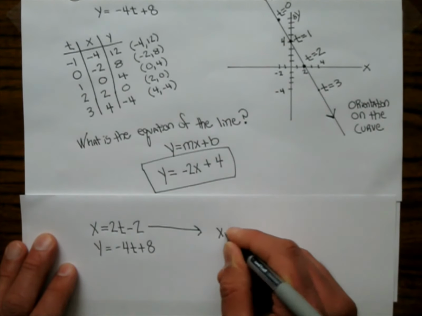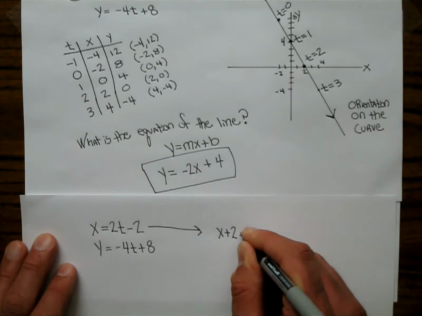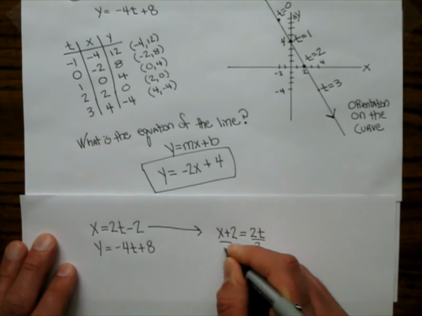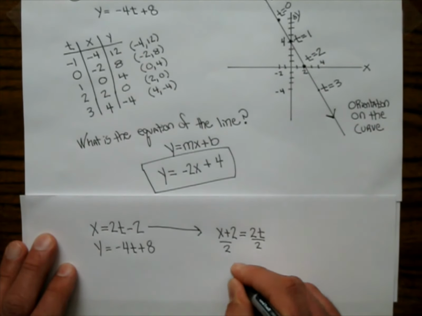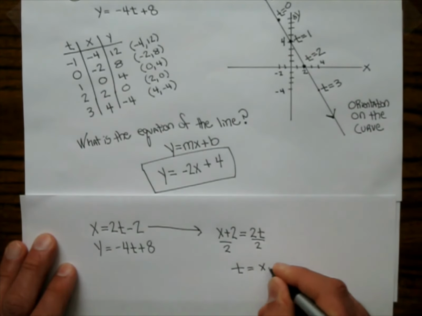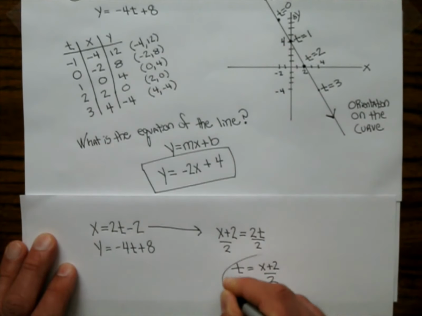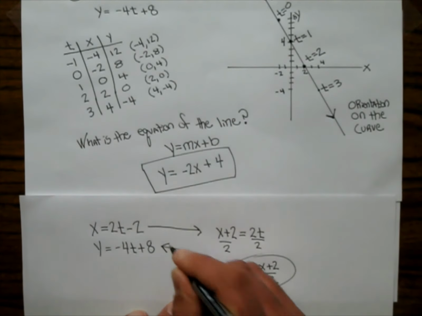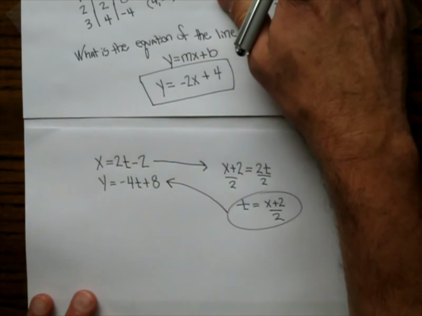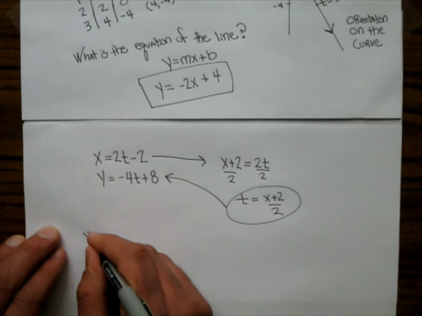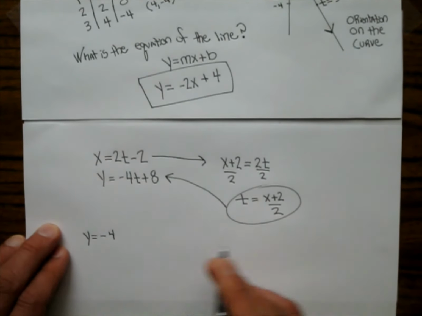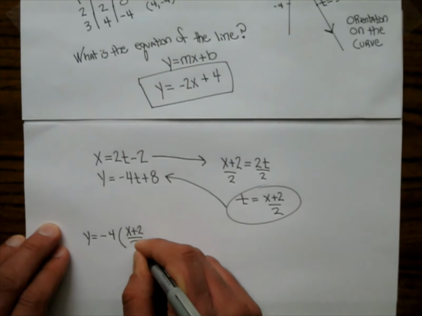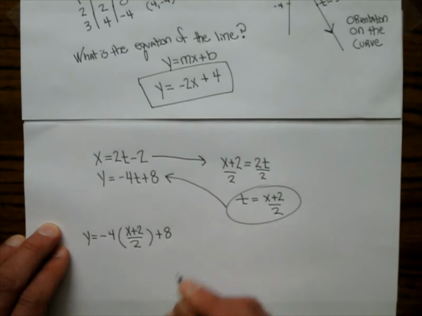So I'm going to solve for t in this top equation. I'm going to get x plus 2 equals 2t by adding 2 to both sides. And I'm going to divide everything by 2. And I'll switch it around. So t equals (x plus 2) over 2. This might remind you of systems of equations a little. I'm going to plug that into the other equation. I'm going to plug that in for t. So I have y equals -4t, which is -4 times (x plus 2) over 2, plus 8.